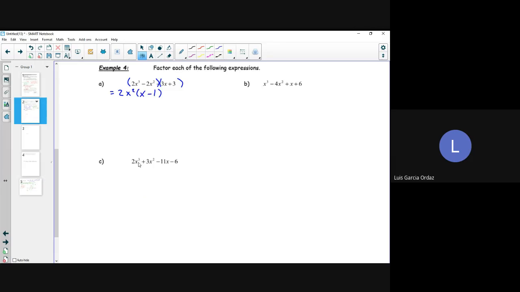And from negative 3x and positive 3, what can we factor out? We're going to factor out a negative 3. So we get negative 3, and we're left with x minus 1, which means in factored form, this is x minus 1 times 2x squared minus 3.